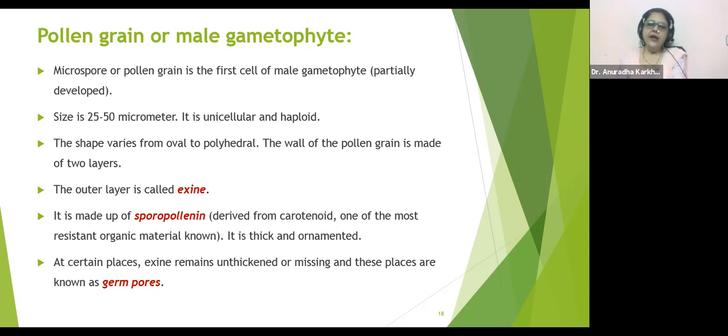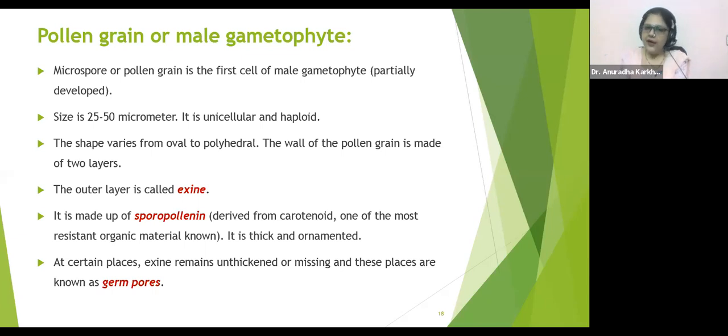It is thick and ornamented. Who is thick and ornamented? The exine. Thick and ornamented means sometimes it is spiny, sometimes smooth, sometimes ribbon shaped; there are different types of outer layers of exine. Okay? At certain places, now the most important point, the exine remains unthickened, meaning there is no presence of sporopollenin in that area. And these places are known as germ pores.